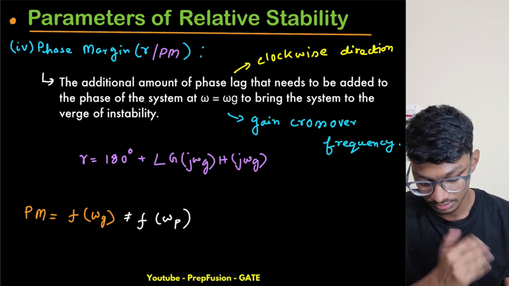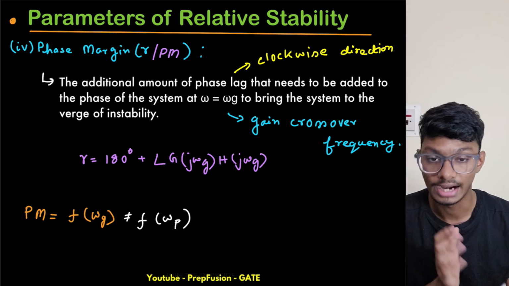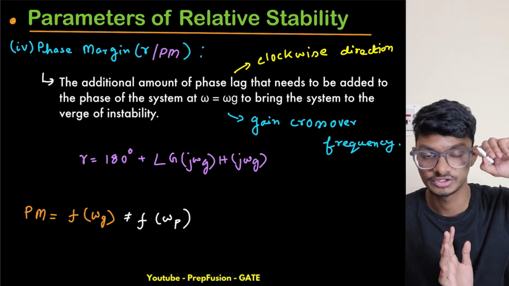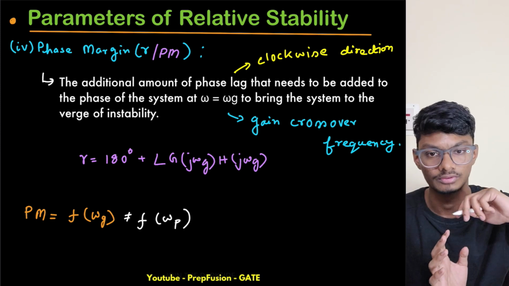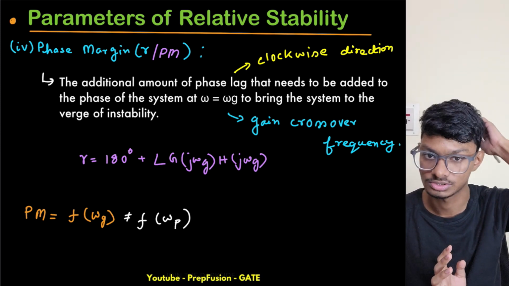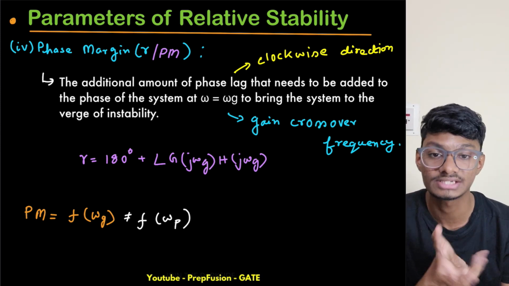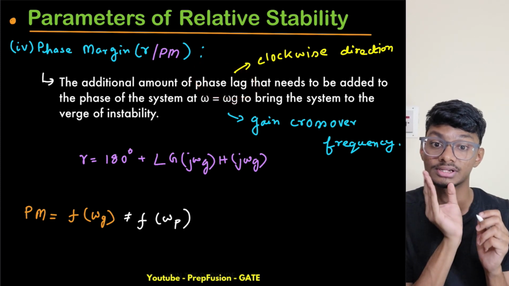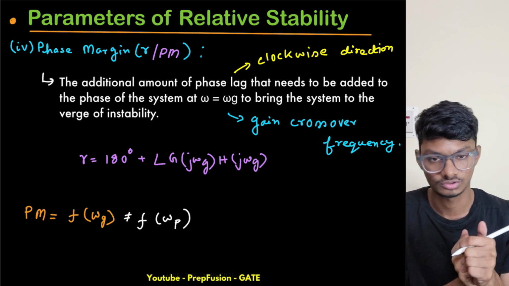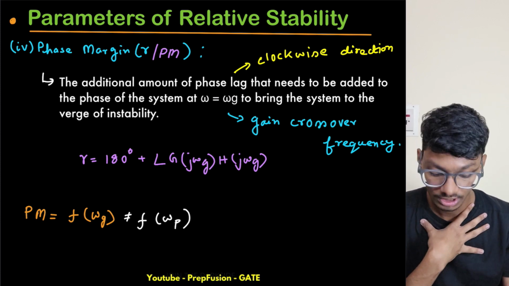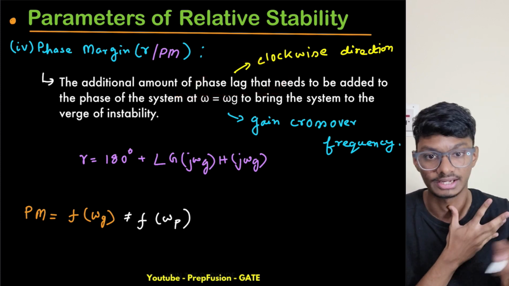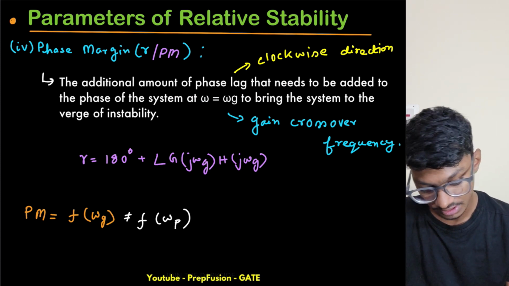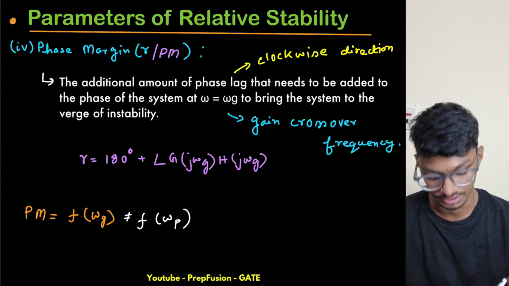So that is what my phase margin is, the additional amount that I need to shift whatever point it is to the negative real axis, to -180 degrees. So what is the additional amount of phase lag? That's why I'm shifting it in the clockwise direction. That's why this is a negative angle, but we don't show it negative, we just show it positive. But internally we know this is a phase lag, a clockwise direction angle, to move it to the verge of instability.